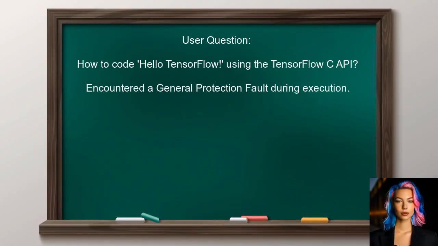Let's take a look at the specific question at hand. One user asked how to code a simple Hello TensorFlow example using the TensorFlow C API. They provided a Python snippet and their attempt in C, but they encountered a general protection fault during execution. Sound familiar? Let's explore this together.